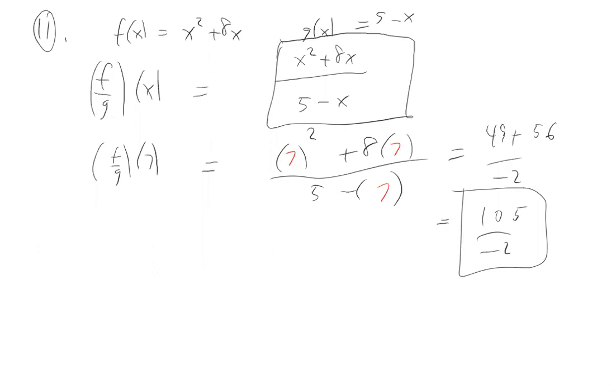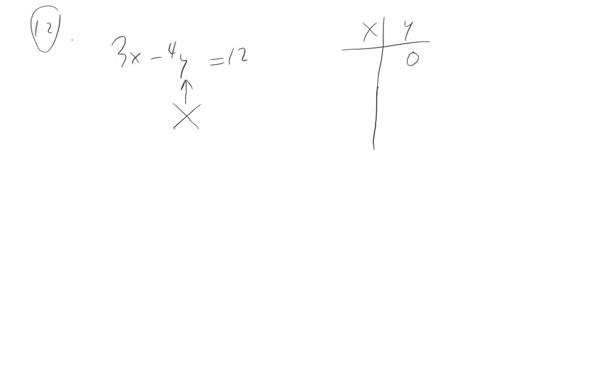All right, now let's try problem number 12. It says 3x minus 4y equals 12. So we're supposed to plot the intercepts to graph this equation. So we're going to make a little chart. For my y value, I'm going to just plug in 0. If I plug in 0 for y, this part of it is going to be gone. So the only thing left is 3x equals 12, right?